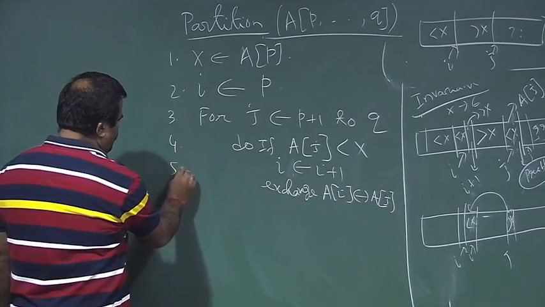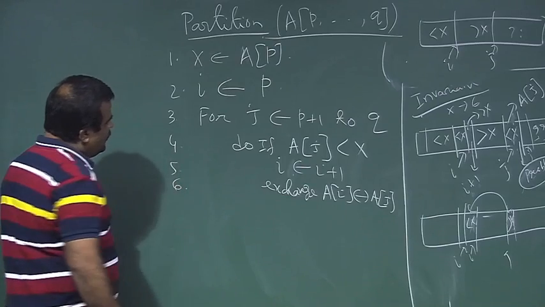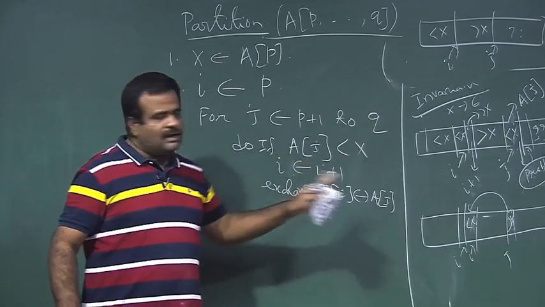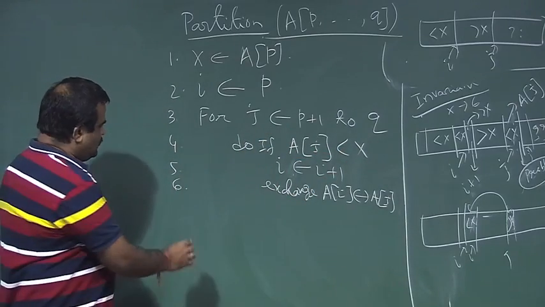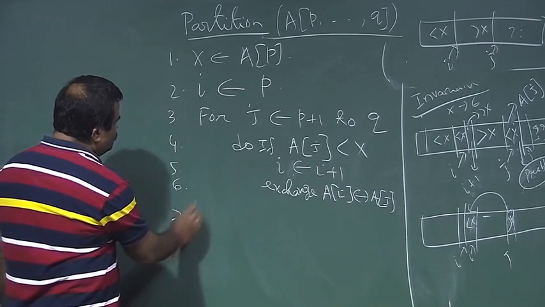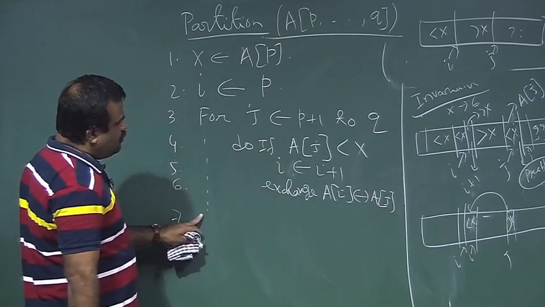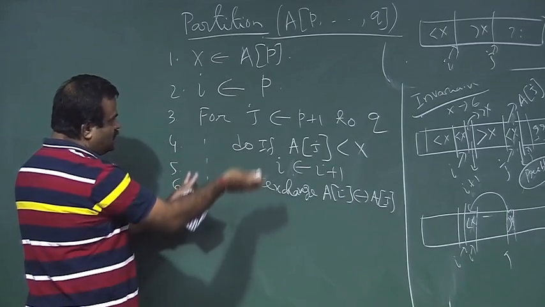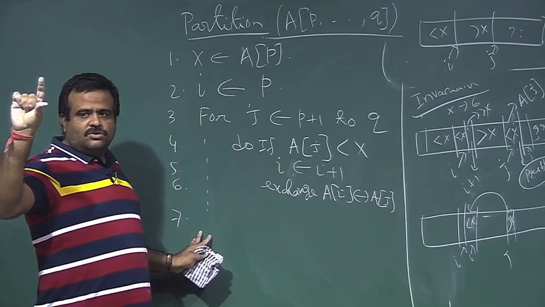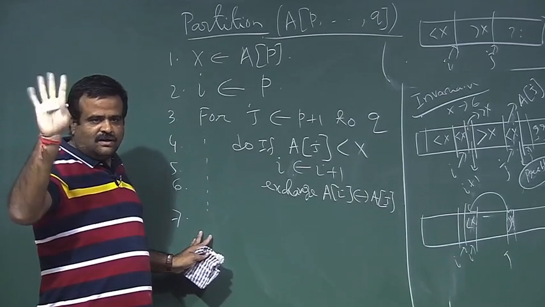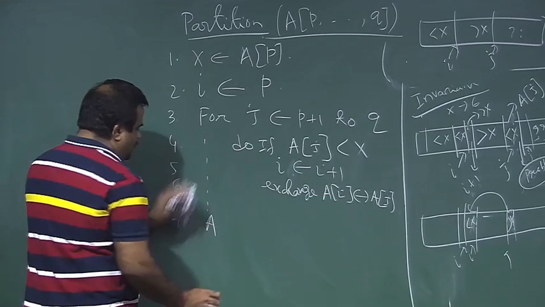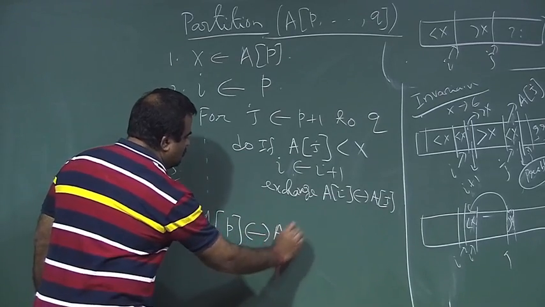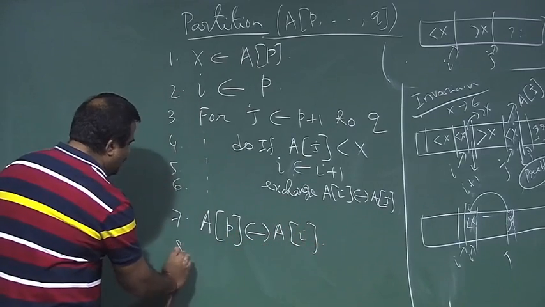So, this is line 5, this is line 6, and this is the loop, and it will run until j is exhausted, and then finally, we have line 7. After exhausting this loop, what do we do? We put the pivot element in its correct position. So, j is exhausted, now i will be pointing somewhere. Where i is pointing, that element is less than or equal to x. So, now we exchange a_p with a_i and we return i.